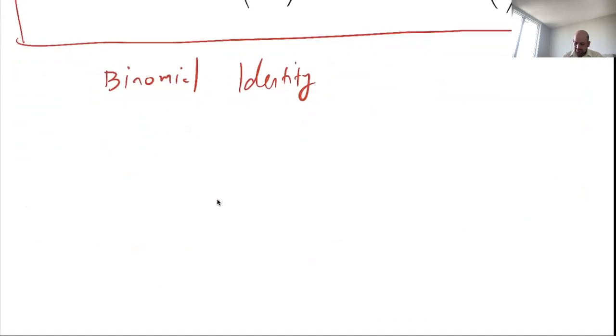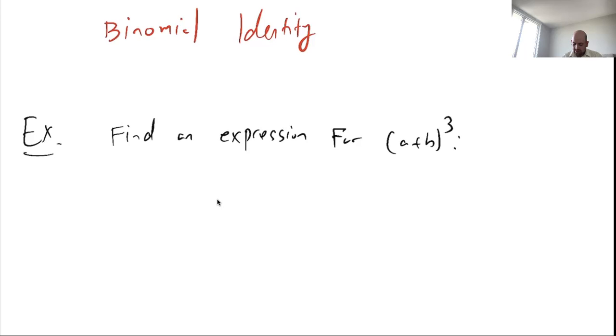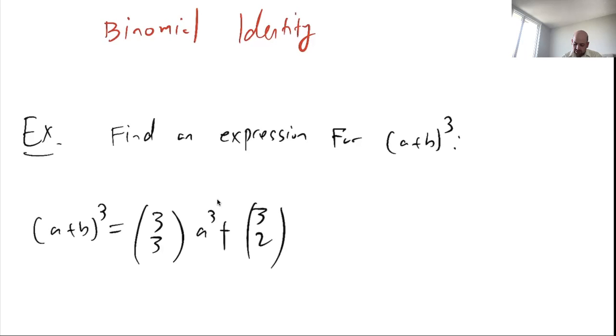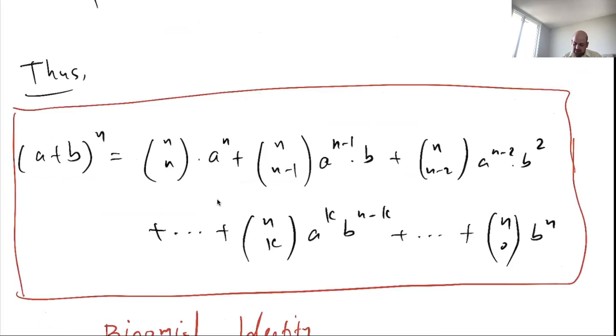So let's look at an example. Let's say find an expression for (a+b) to power 3. (a+b) to power 3, according to what we said, is 3 choose 3 a to power 3, 3 choose 2 a to power 2 times b, 3 choose 1 a times b squared, and 3 choose 0 b to power 3, right? See, 3 choose 3 a to power 3, 3 choose 2 a to power 2 b, and so on.